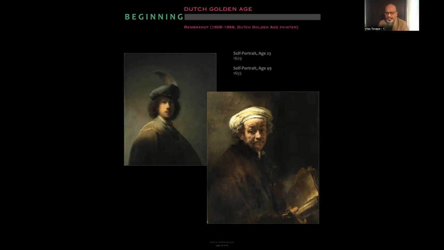Speaking of secular and religious painting, if you see the painting on the left, it's very secular. And on the right, if you don't know the history or a story about the painting, you might not realize it's a very religious painting. He has portrayed himself as Saint Paul, Saint Apostle Paul, and the book that he's holding has Hebrew letters.